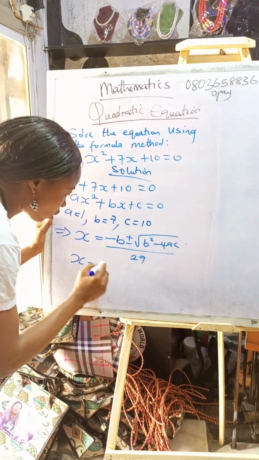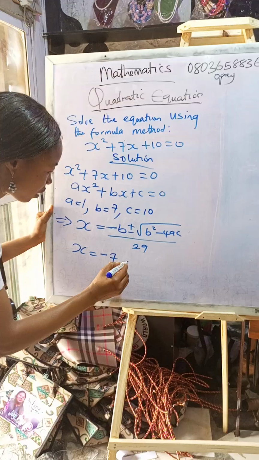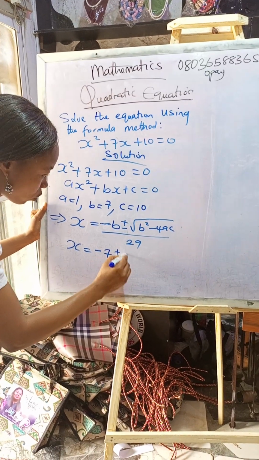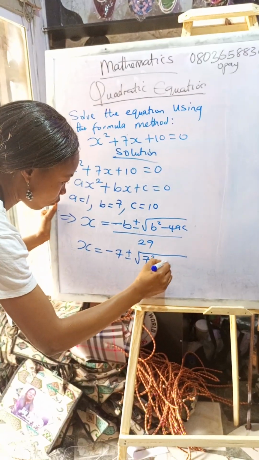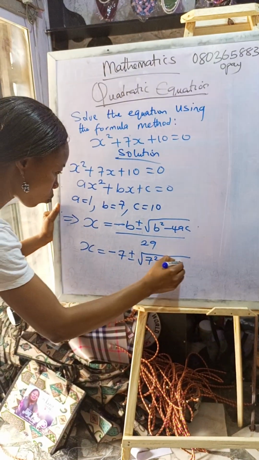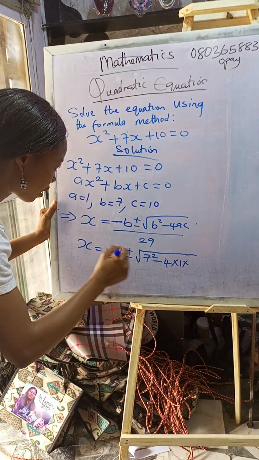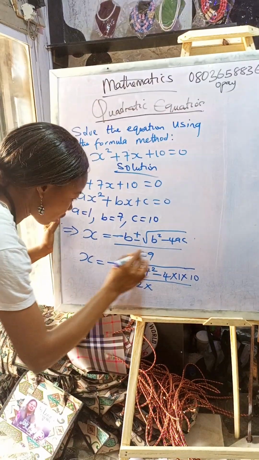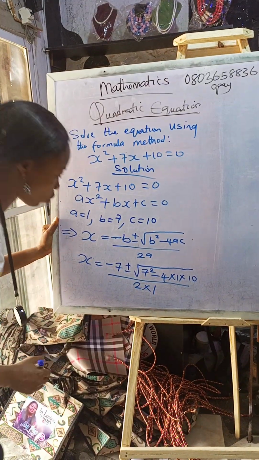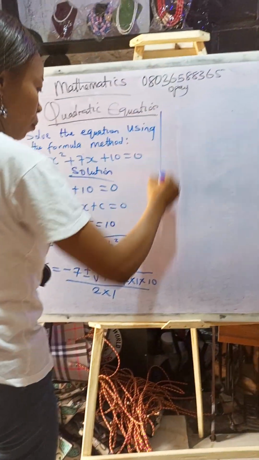So I have minus b. What is my b? I have 7, plus or minus square root of 7 squared minus 4 times what is my a? 1, times what is my c? My c is 10, all over 2 times what is my a? 2 times a, 2 times 1. So I continue from here.